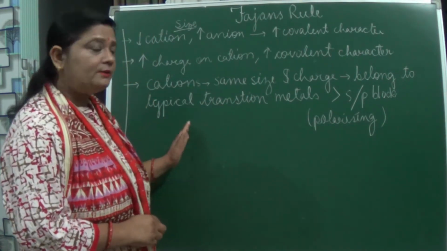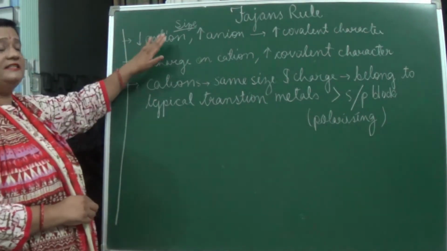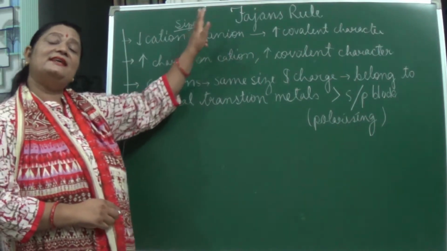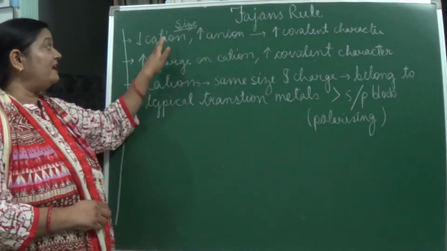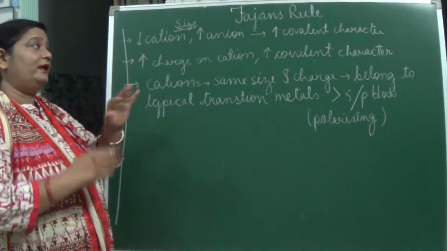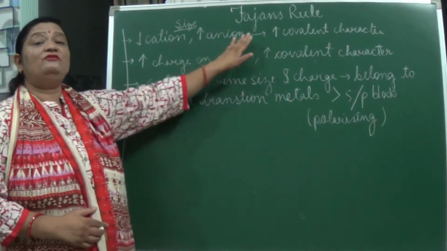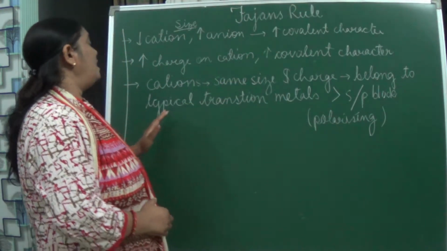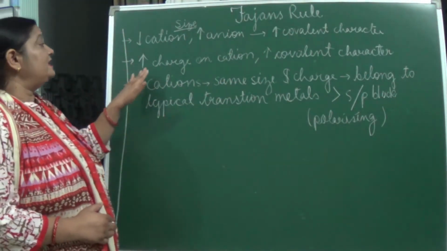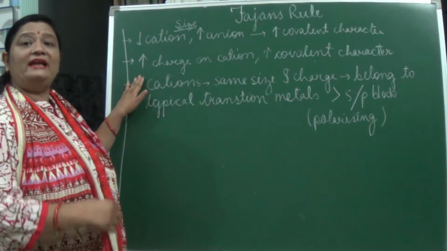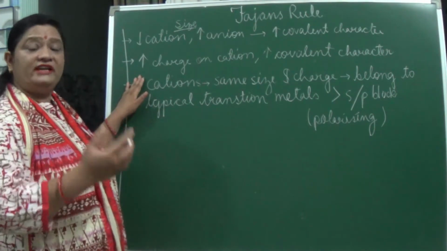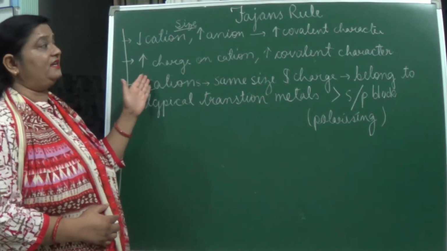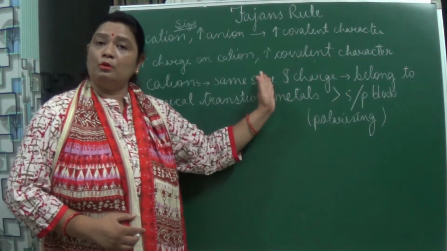So let us start. If the cationic size is less and the anionic size is more, it means if the cation size is smaller than the anion size, it will have more covalent character. Now if the charge of the cation is more, like Na+ and Al3+, the charge of Al3+ is more. So if the charge is more on the cation, it will show more covalent character.